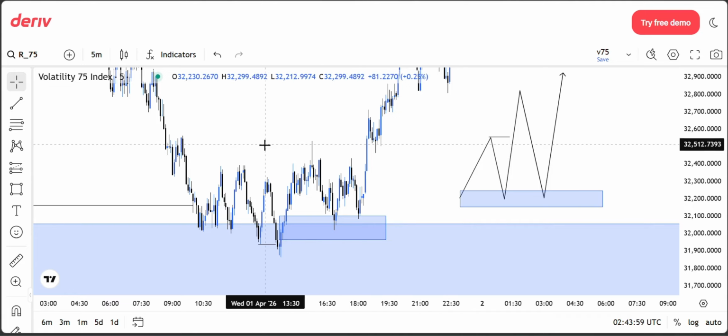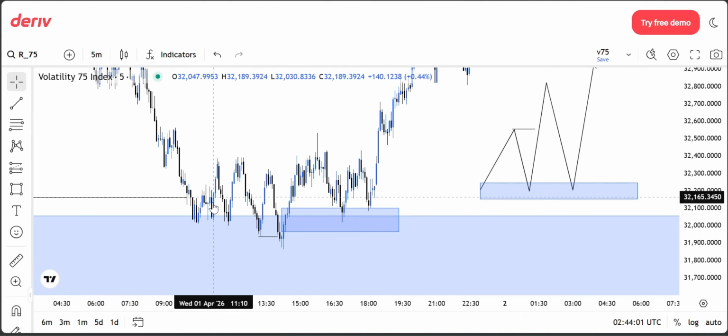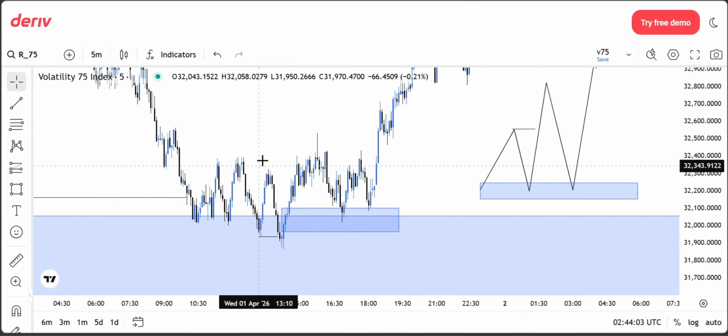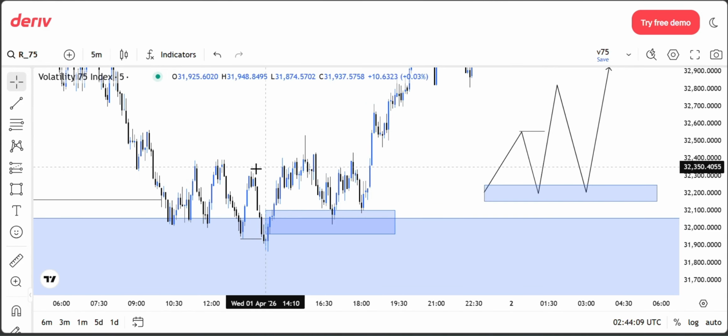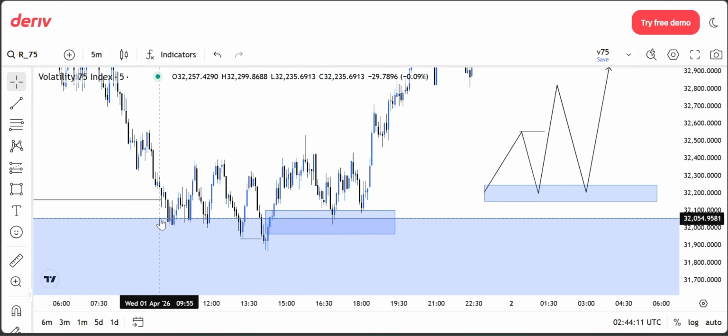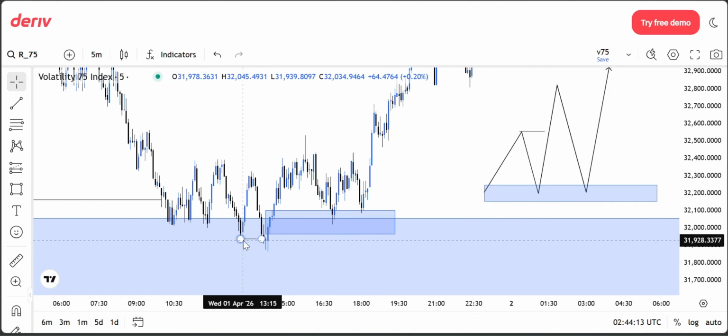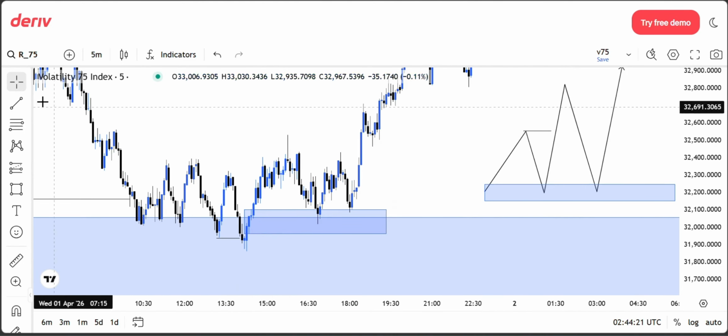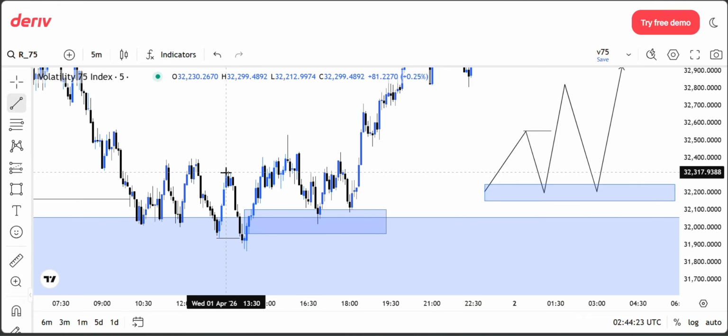So now we waited for that break of structure. So right here there was no break of structure, and then when we got here, we saw that price created this low, it took out this previous low, and then there was a break of structure. Here is our break of structure. This is our break of structure.